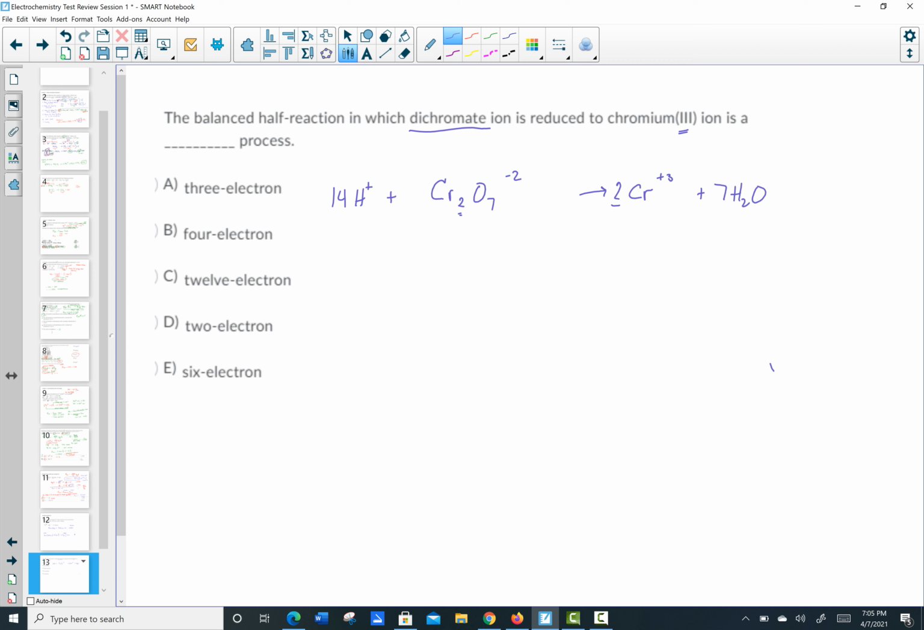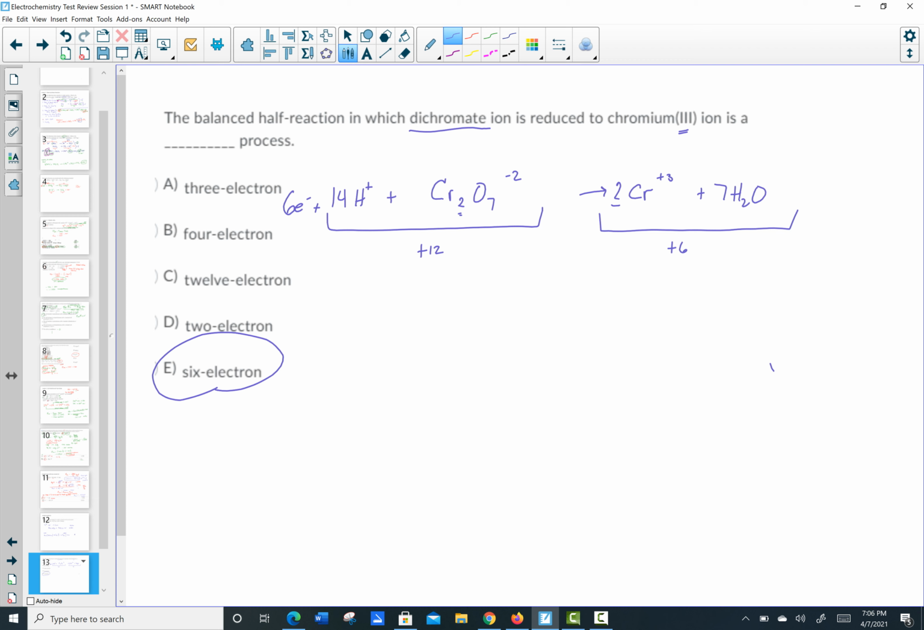Now let's balance charge. The net charge on the left side is +12. The net charge on the right side, 2 groups of +3, is +6. To the more positive side, we'll add 6 electrons so that both sides now equal +6. This is a 6 electron process.